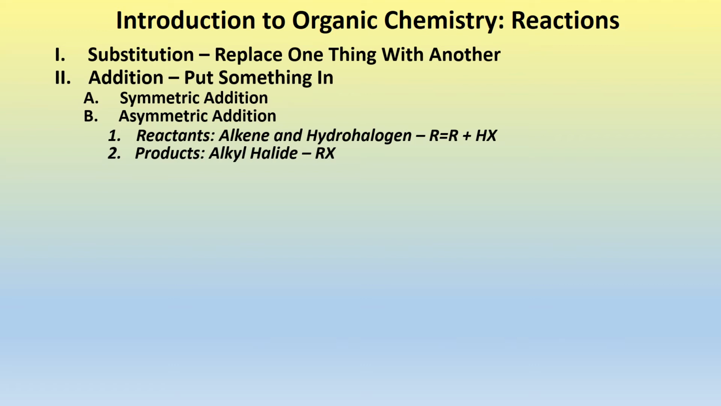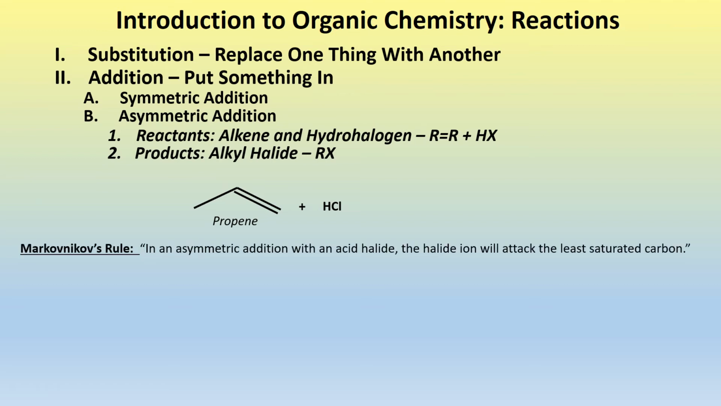So for the same molecule propene, reacting with HCl, you have an H to go on one side of the double bond and a Cl to go on the other. The question is, which side does the chlorine go to, carbon 1 or carbon 2? This is answered by something called Markovnikov's rule, which states, in an asymmetric addition with an acid halide, the halide ion will attack the least saturated carbon. A simpler translation of that is that hydrogen likes hydrogen.